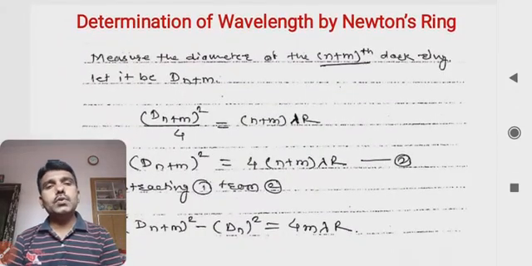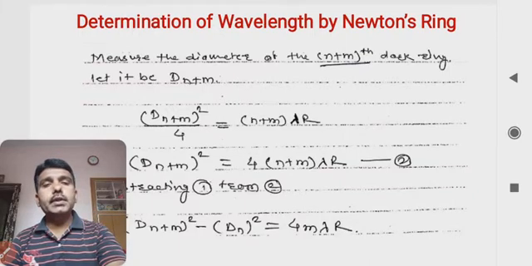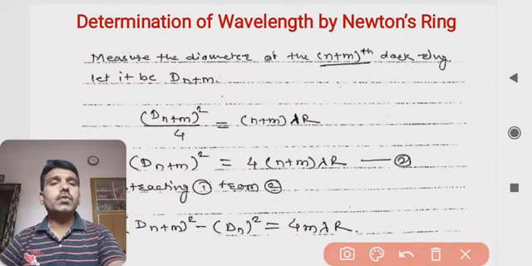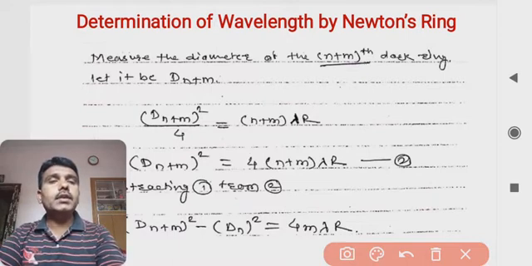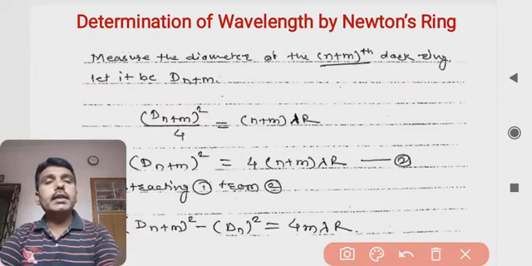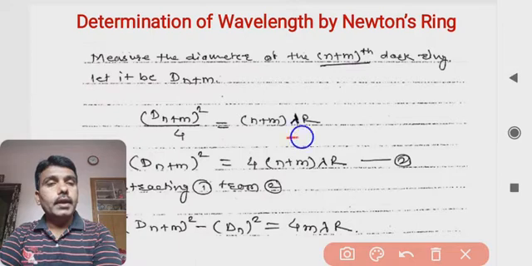And suppose I want to measure the diameter in this case for the dark ring D n plus m. Then again the diameter and radius relationship will be given. For the next successive dark ring, r n plus m square is equal to n lambda R, but not n, it is n plus m. So in that case D n plus m whole square by 4 is equal to n plus m lambda R.